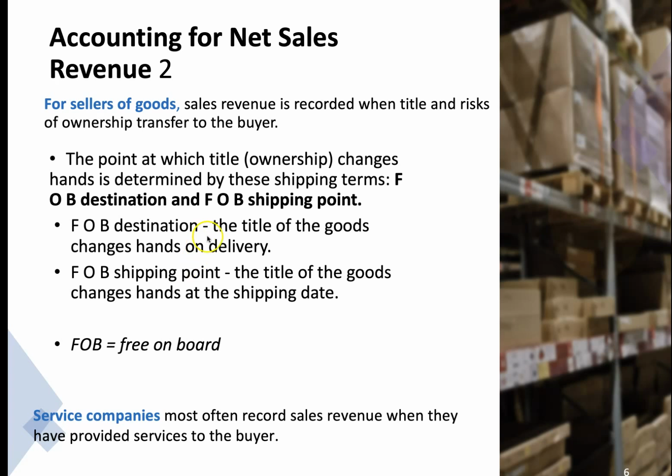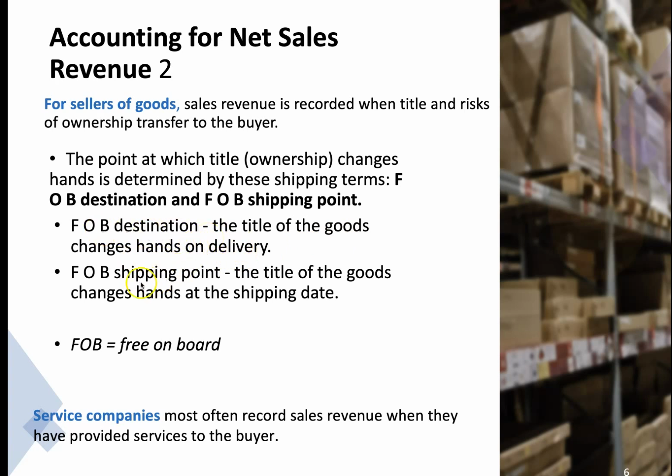So when we think about sales revenue recognition, it has to be recorded when the title and risk of ownership are transferred to the buyer. This means if we have a term with the shipping company where we use FOB destination, the title of the goods does not change hands until it's delivered. So you cannot recognize revenue until the goods are delivered under FOB destination.